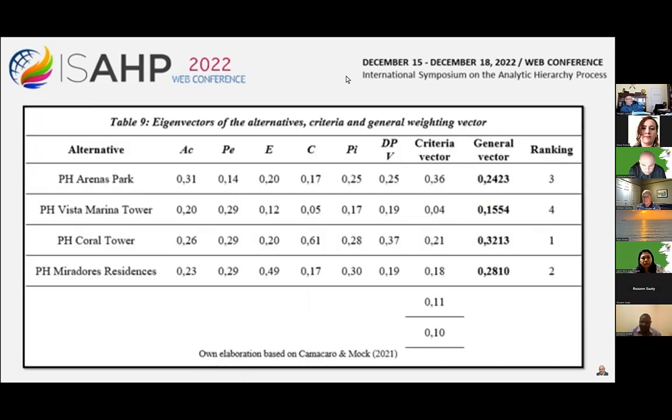All of the criteria were represented by quantitative variables, so we proceeded with the normalization method of the values of the alternatives for the cases of contribution, plus, and non-contribution, minus, that is, depending on the nature of each variable. This table shows the eigenvector matrix of the alternatives and also the eigenvector of criteria. To obtain the general weighting vector, it is enough to multiply the nxn matrix by the nx1 vector. By ordering the results, the ranking is obtained, with the property located in PH Coral Tower occupying the first place in the selection.